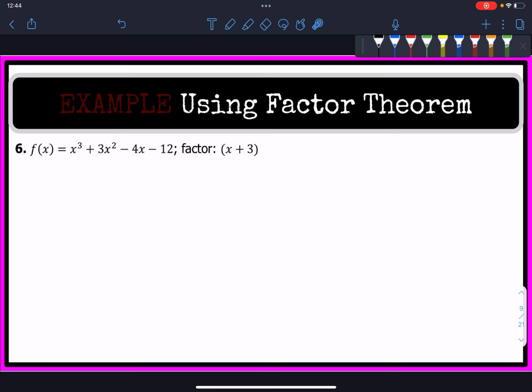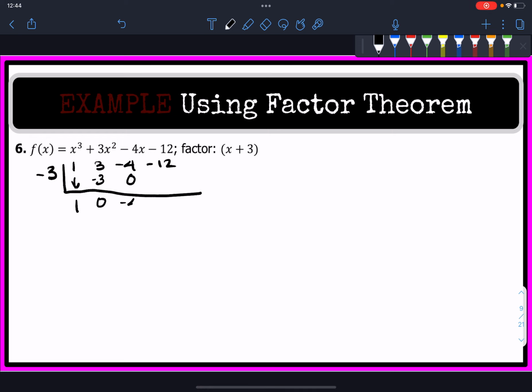To figure out the other ones, we're going to break this down to a degree 2 polynomial and then use the factoring technique for quadratics. So here we'll start by using negative 3, the opposite, since it's x plus 3. 1, 3, negative 4, negative 12. And then start using our synthetic division technique. So negative 3, this is 0, 0, negative 4, positive 12, and 0.